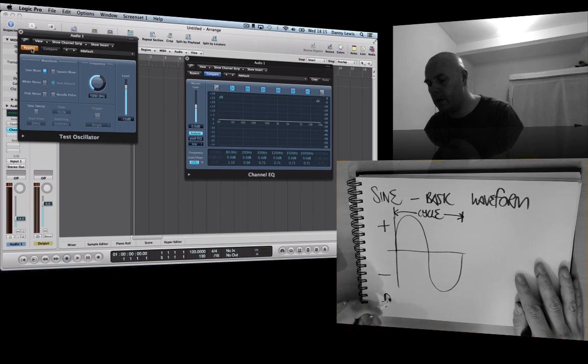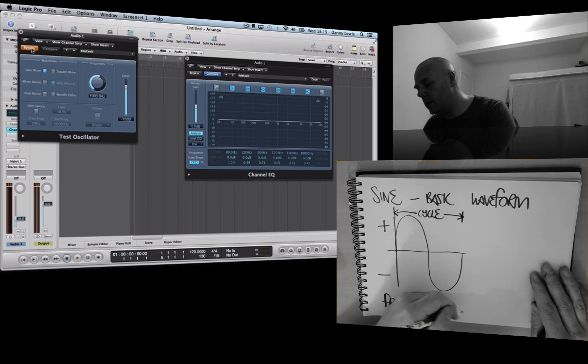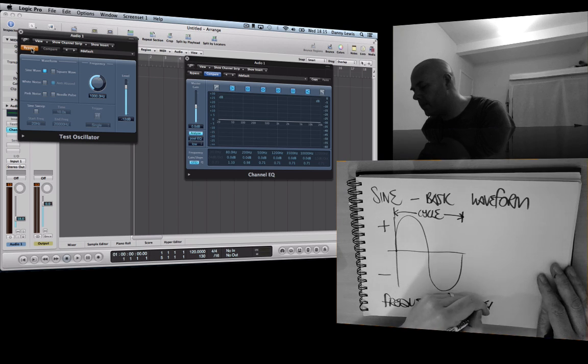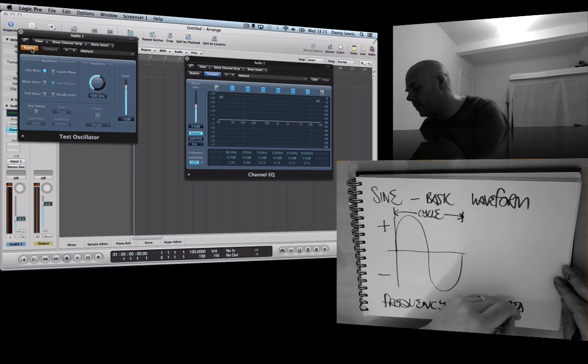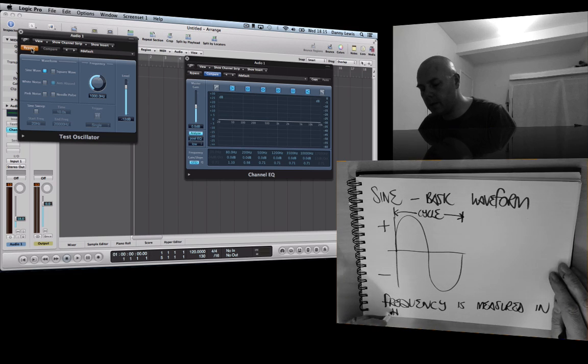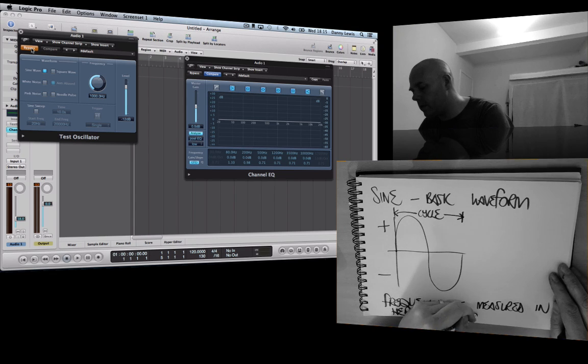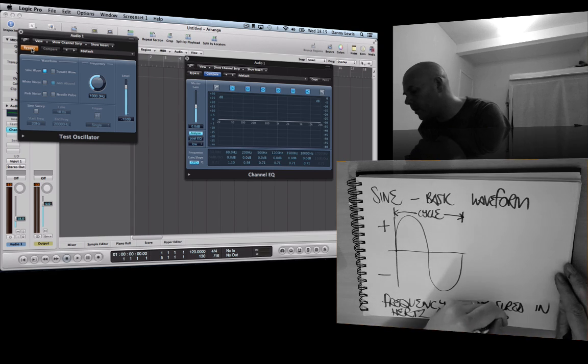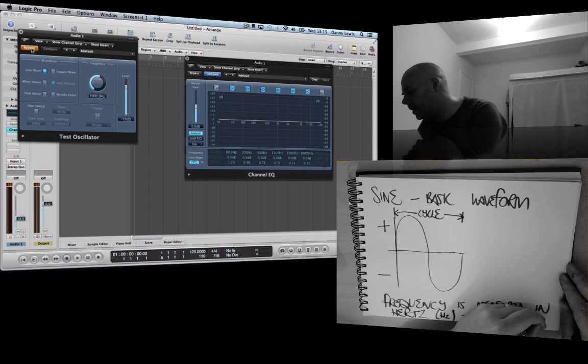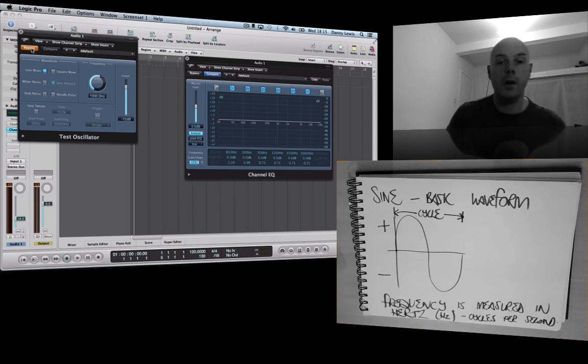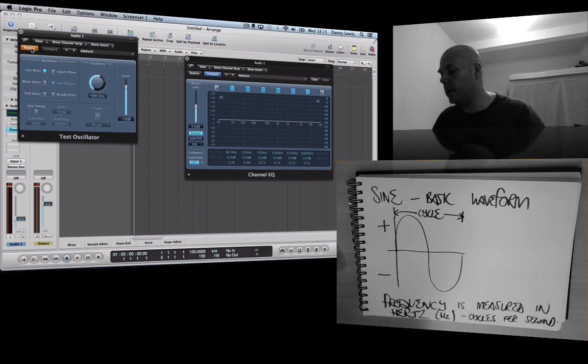So frequency is measured in hertz. So it's H and a small z, which is cycles per second. So cycles per second, we've got 1,000 here. I'm going to take it lower.